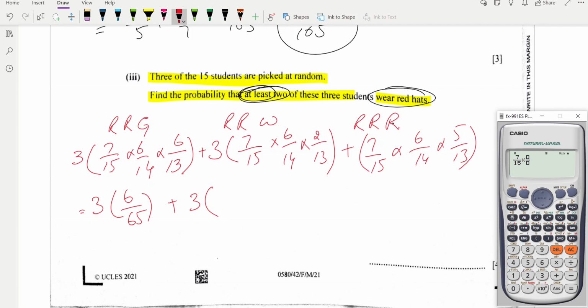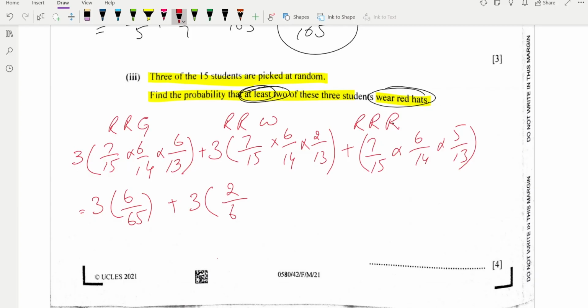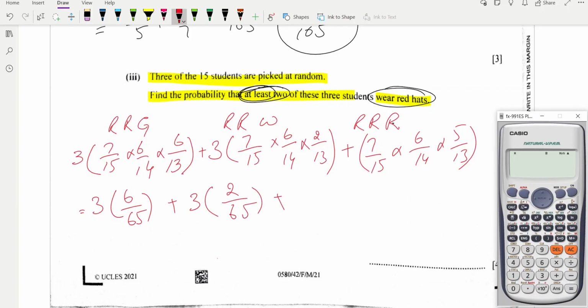So this one will be 6 over 14, and next will be multiplied by 2 over 13. 2 over 13 is this one, and this is equal to 2 over 65, and last one will be 7 over 15 multiplied by 6 over 14, and last one will be 5 over 13, and this will be equal to 1 over 13.